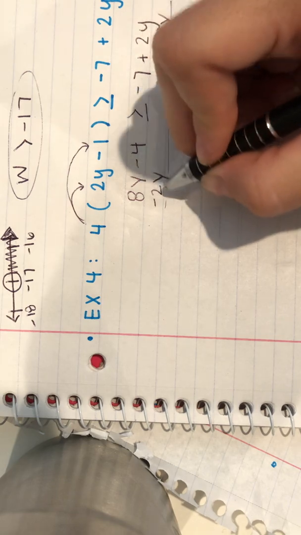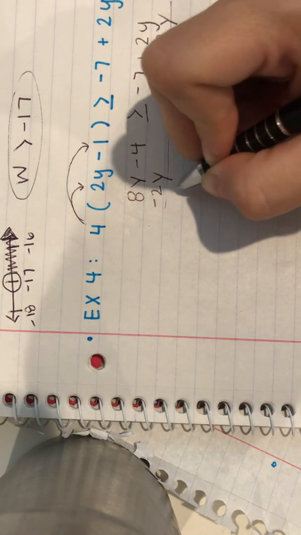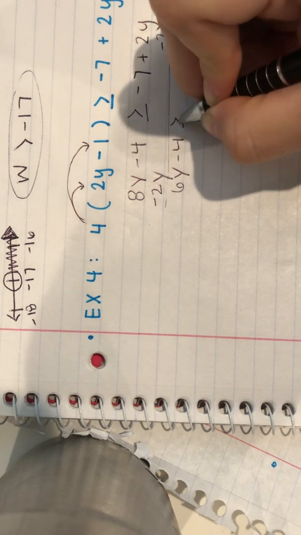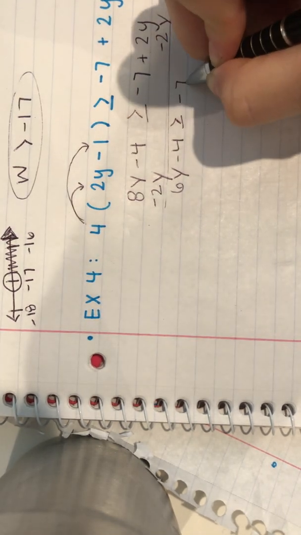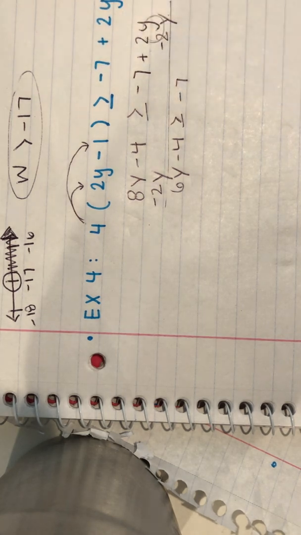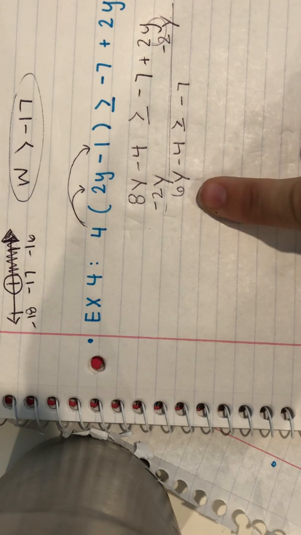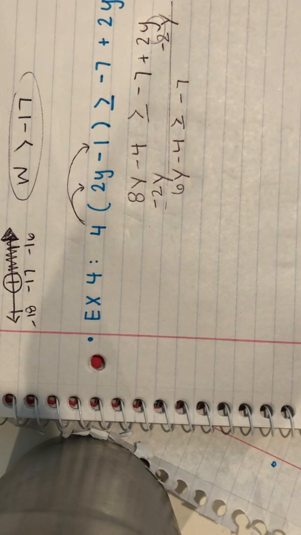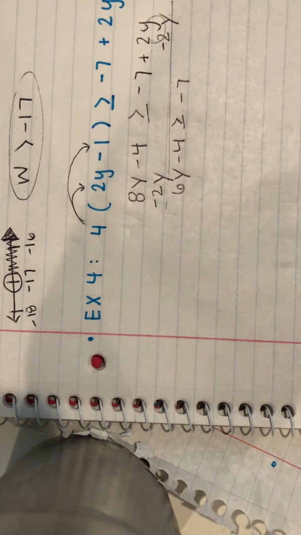Okay, so 8y minus 2y is 6y, minus 4 is greater than or equal to a negative 7, and 2y take away 2y would cancel out. That would be 0. So now we got our variables to the same side. They're on the left side now. So anything without a variable needs to go to the right side. We're trying to get that y by itself, right?